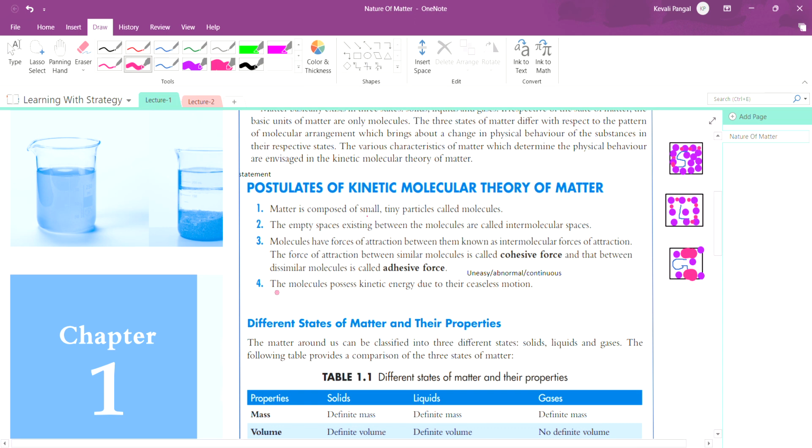So the fourth postulate is that the molecules possess kinetic energy due to their random motion. What do you mean by random motion? It's the uneasy, abnormal, continuous motion.